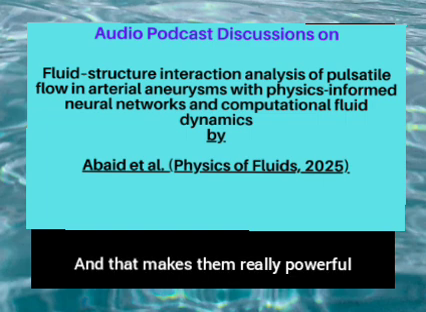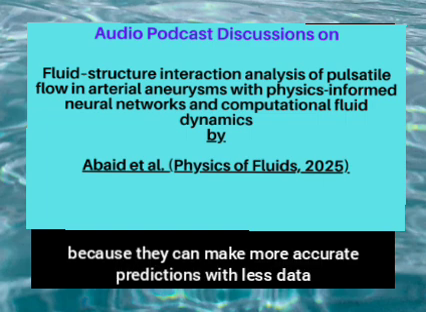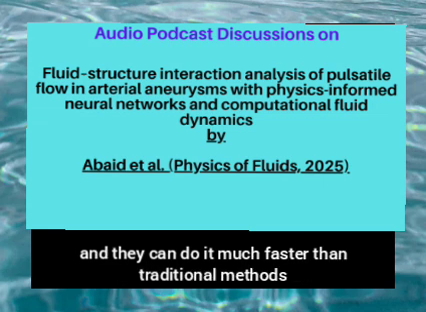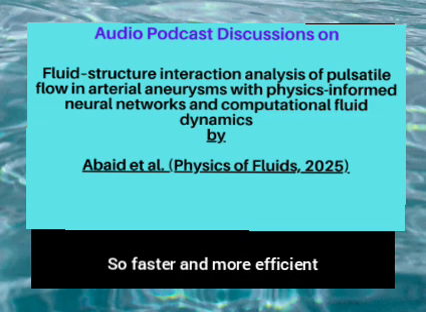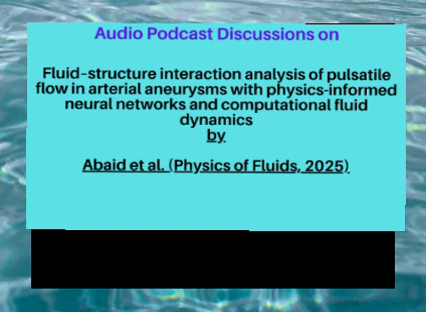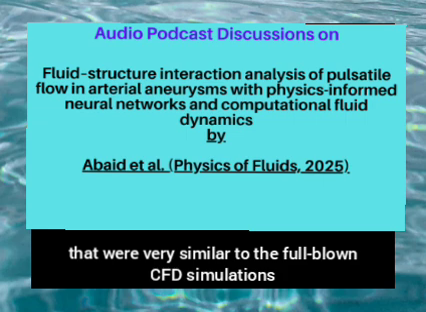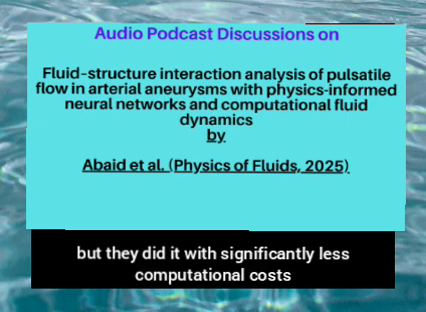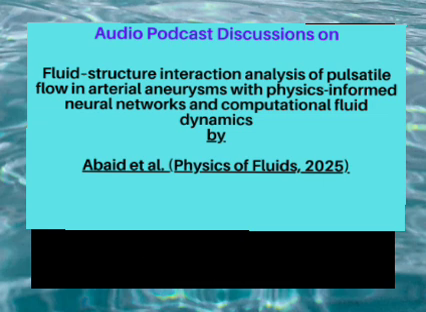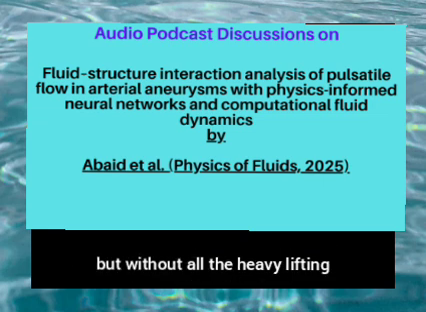Exactly, and that makes them really powerful because they can make more accurate predictions with less data, and they can do it much faster than traditional methods. So faster and more efficient. That's got to be a huge advantage. It is, and in this study, the researchers found that their PINNs were able to produce results that were very similar to the full-blown CFD simulations, but they did it with significantly less computational costs. Wow, that's impressive. So it's like they're getting the same level of detail, but without all the heavy lifting.